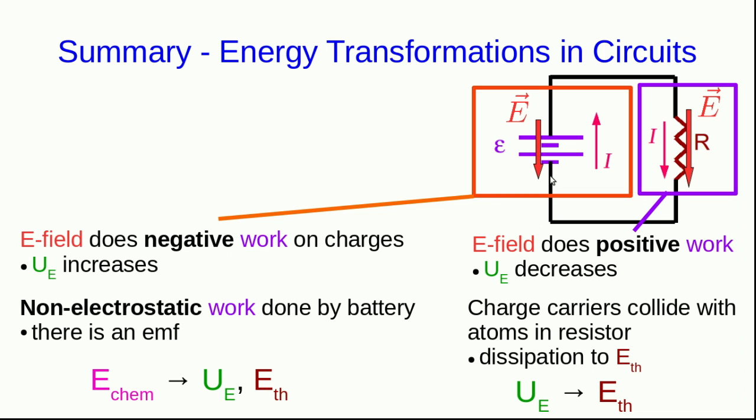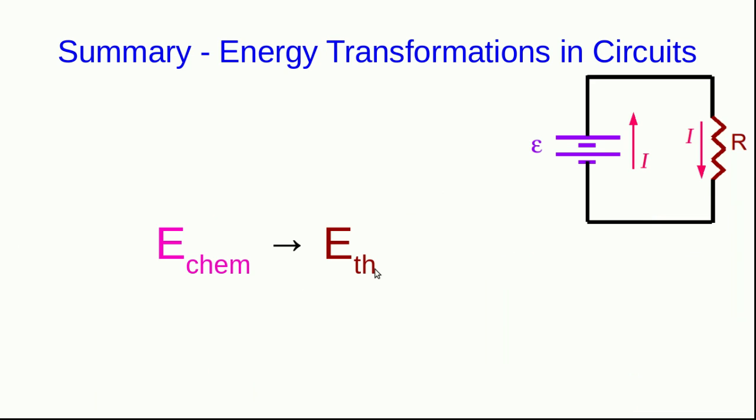Overall, though, for any charge as it goes around the circuit, the amount of electric potential energy it gains in the battery is always equal to the amount of electric potential energy it loses in the resistor. And so there's no net production or consumption of potential energy. And so all that goes on in a circuit like this is that chemical energy in the battery is converted into thermal energy in the resistors.